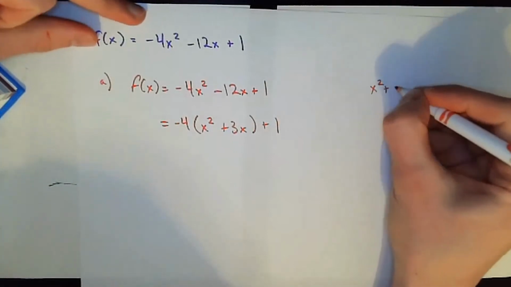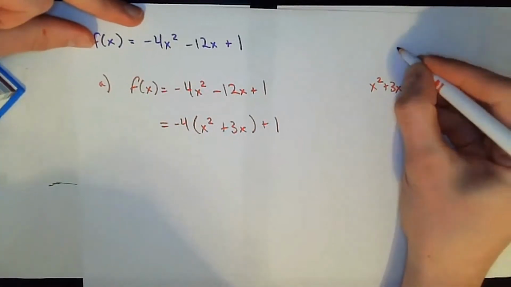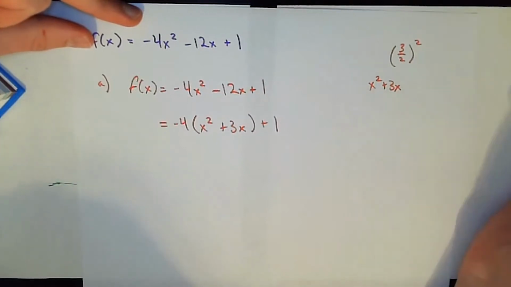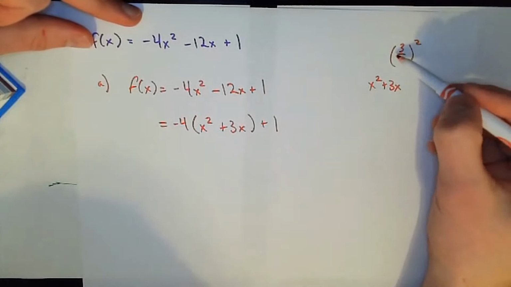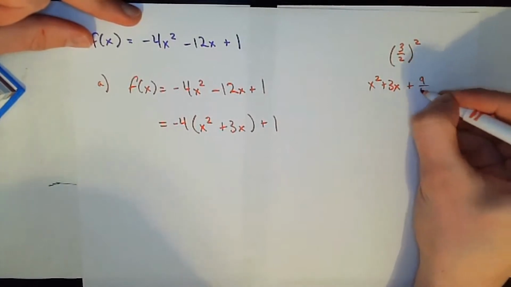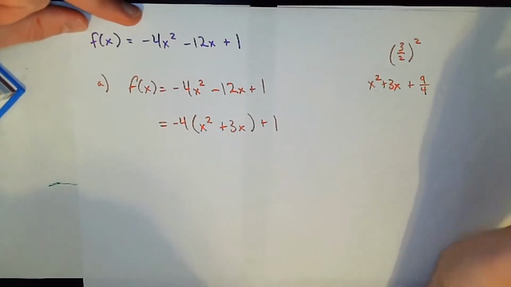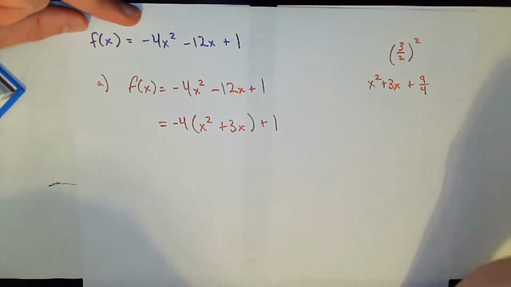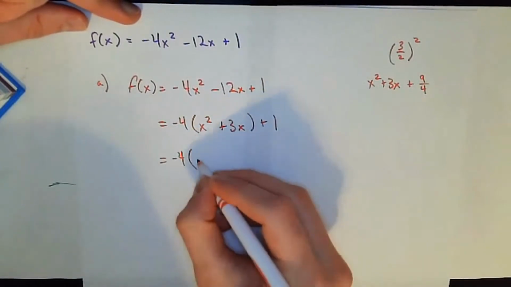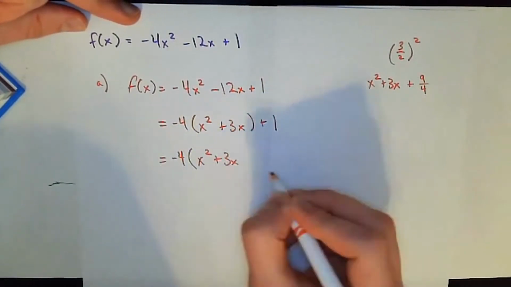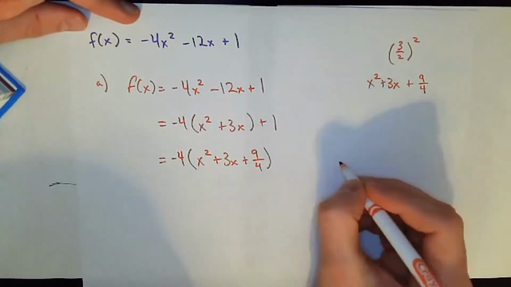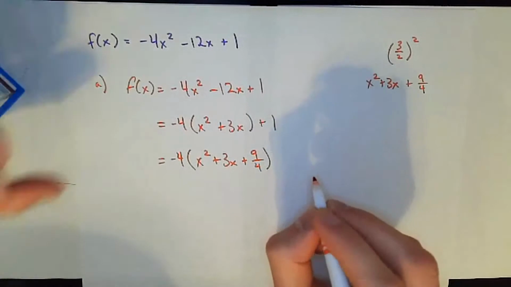Now I'm taking the thing inside, and I need to take half of my linear term and then square it. Taking half of something means dividing by 2. So now I'm going to be adding a 9 over 4. Uh-oh, it's a fraction. That's okay, that can be dealt with. It's going to be fine. So 9 over 4 is what gets added here. So negative 4 times x squared plus 3x plus 9 over 4, and there's going to be plus 1.